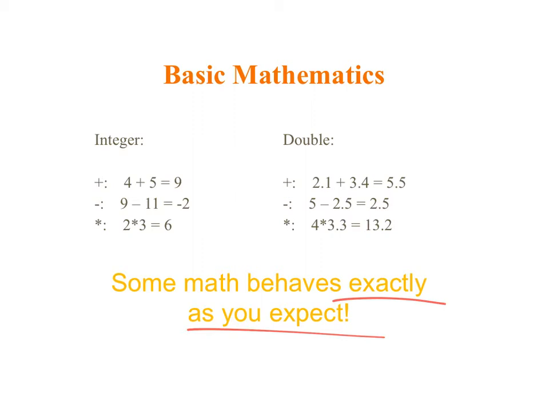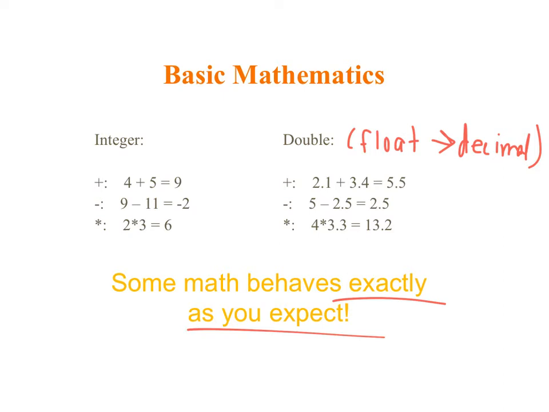Here, I'm talking about integers and doubles. Another word for double is a float. This is talking about anything that contains a decimal value. Integers do not contain a decimal component. Double values do contain a decimal component.